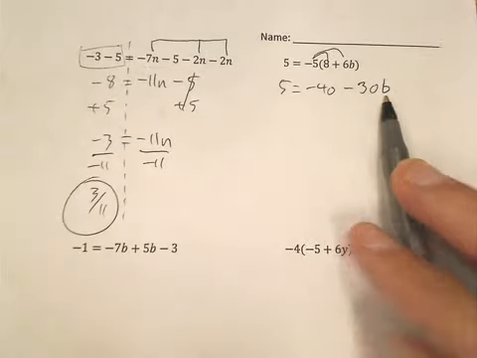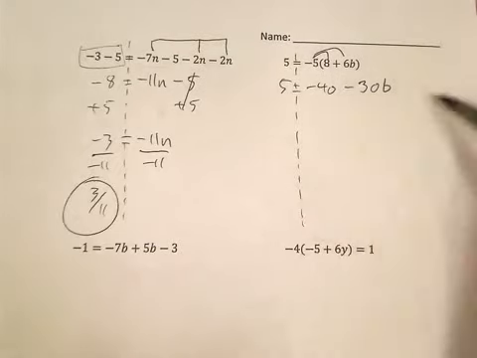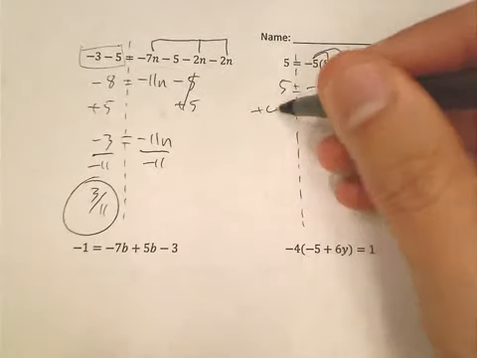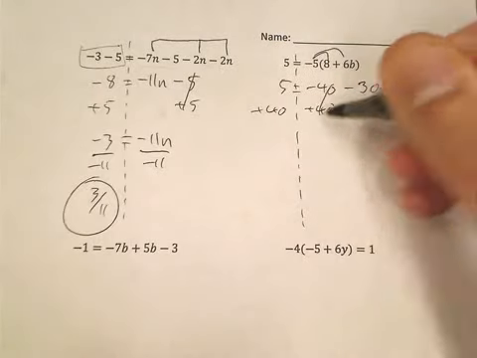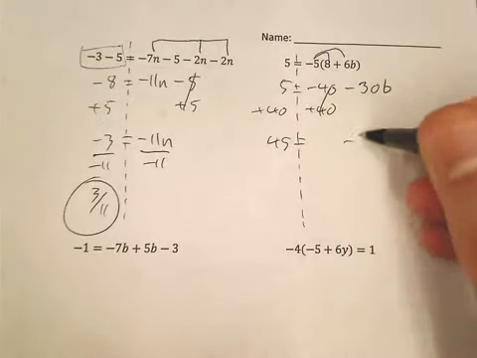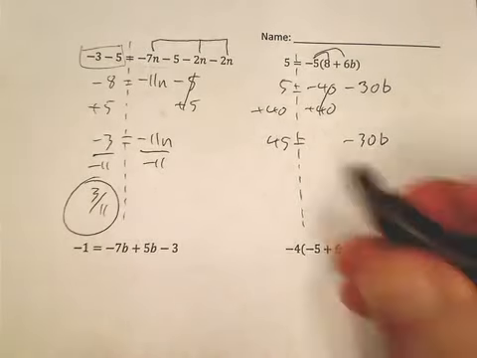All right, so let me see. Here's the side with the b on it. Okay, I need to get rid of the number without the b first, so add 40 to get rid of the negative 40. So that'll give me 45 equals negative 30b. I just copy that down. And then over negative 30.